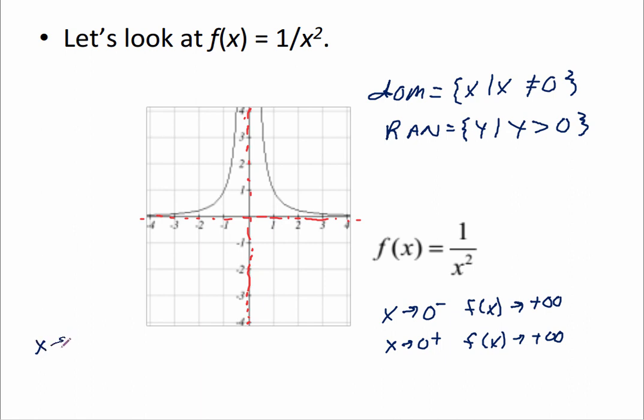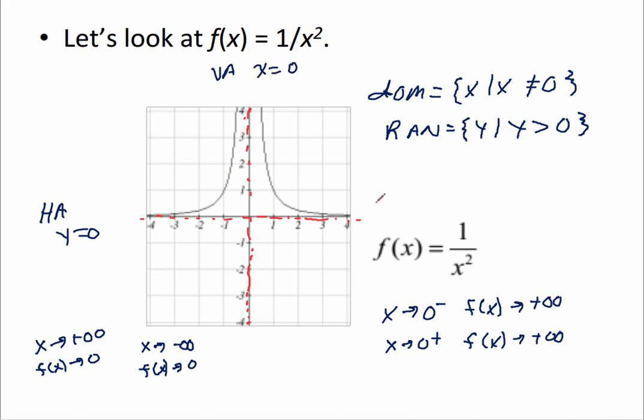What else do we see? As x goes to positive infinity, f of x is approaching 0. And as x approaches negative infinity, we again see f of x approaching 0. So no matter which way x goes, left or right, f of x approaches 0. One last thing: the horizontal asymptote is at y equals 0, and the vertical asymptote is at x equals 0.